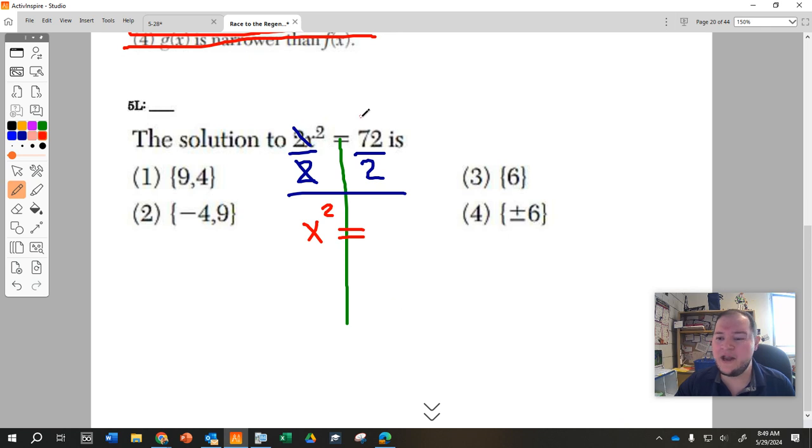Equals. And then in your calculators, 72 divided by 2, enter, or what's half of 72. Hopefully that's not too big of a stress for you. It should be 36.